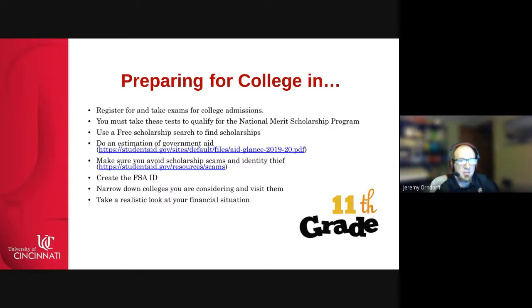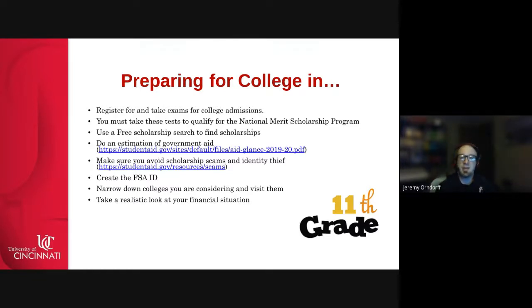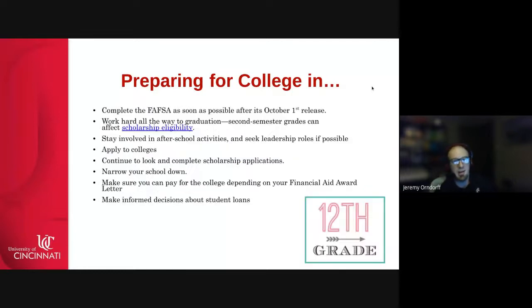You can utilize the FAFSA forecaster there to get an idea of what to expect for financial aid. Make sure you're avoiding scholarship or identity theft scams. We've got a link there for that. You want to create your FSA ID so you can complete your FAFSA. You want to start narrowing down the colleges you're considering and visiting them. It's going to be difficult if you want to visit 15 colleges. You might want to have your top 5 or top 3 that you're going to go check out and look at hard. And again, take a realistic look at your financial situation. Next slide.